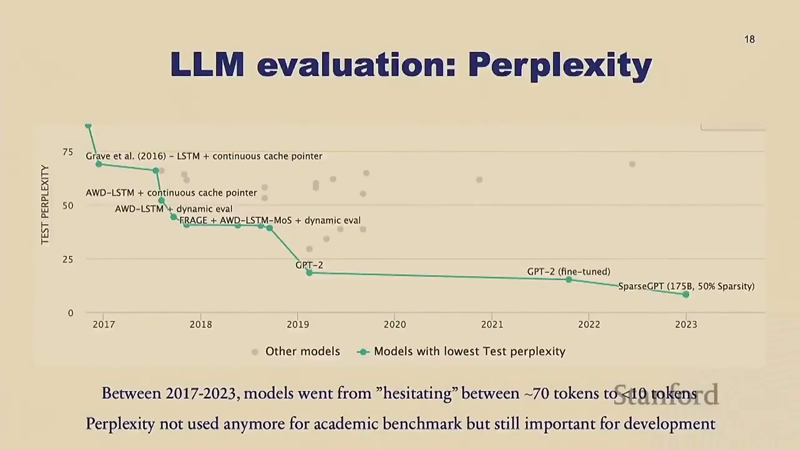Perplexity really improved. That's perplexity on a standard data set between 2017 and 2023. It went from about 70 tokens to less than 10 tokens over these 5-6 years. That means the models were previously hesitating between 70 words every time they generated a word, and now they're hesitating between less than 10 words. That's much better. Perplexity is actually not used anymore in academic benchmarking, mostly because it depends on the tokenizer you use and on the actual data people are evaluating on, but it's still very important for the development of LLMs. When you train your own LLM, people will still really look at the perplexity.